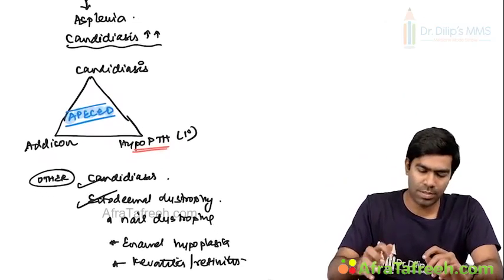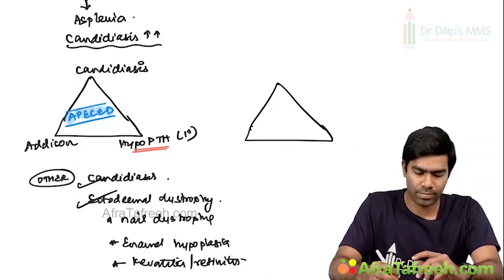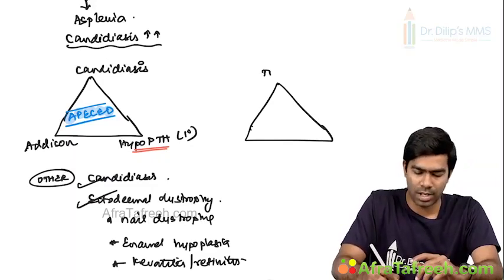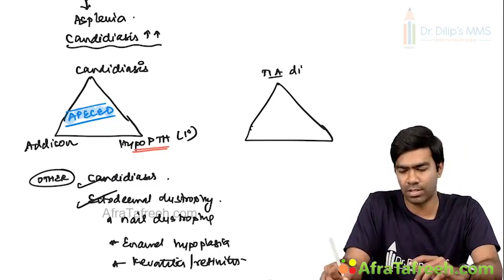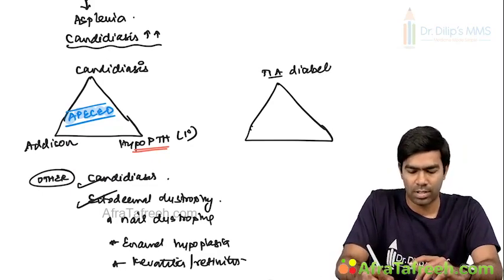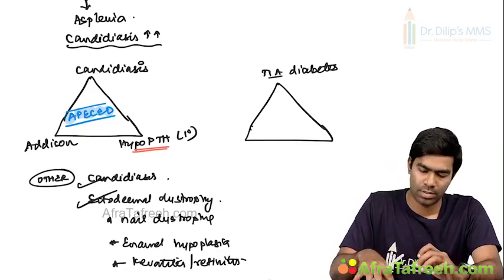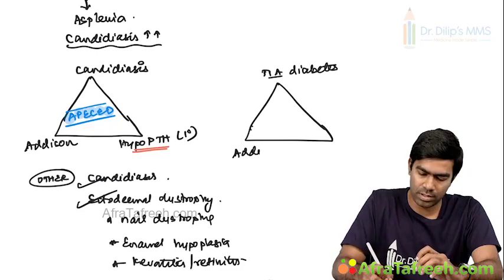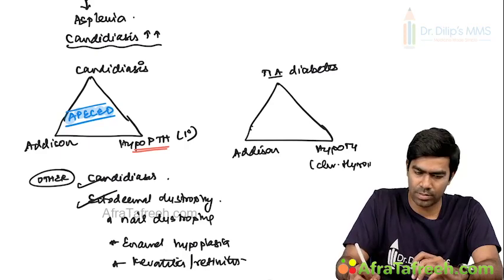And what about this APS type 2? Again, you can remember this as a triad. They are going to have type 1A diabetes, which means type 1 diabetes that is associated with autoantibodies. Clear? They don't have insulin at all. And they can have Addison disease, and they can have chronic thyroiditis resulting in hypothyroidism. That is due to chronic thyroiditis.